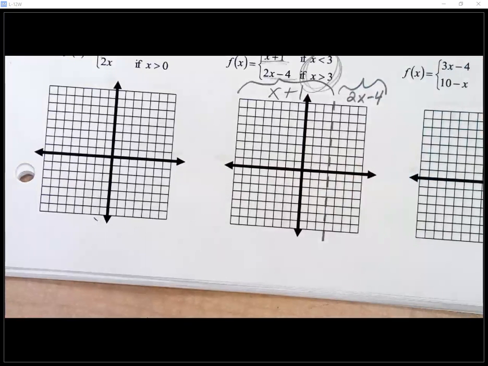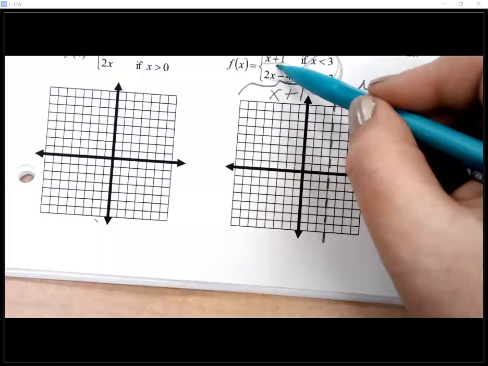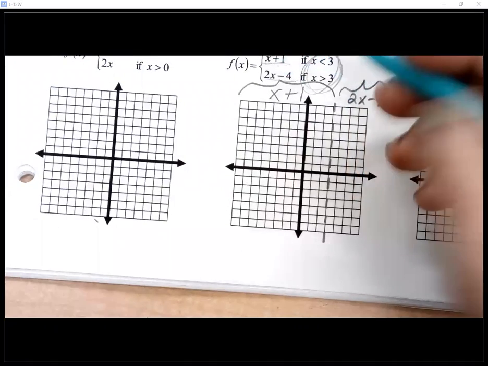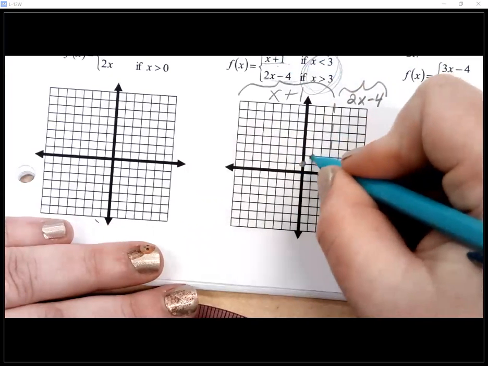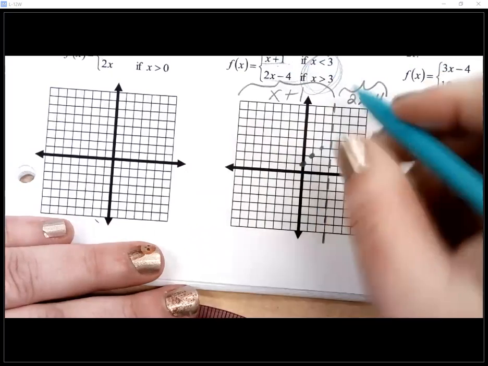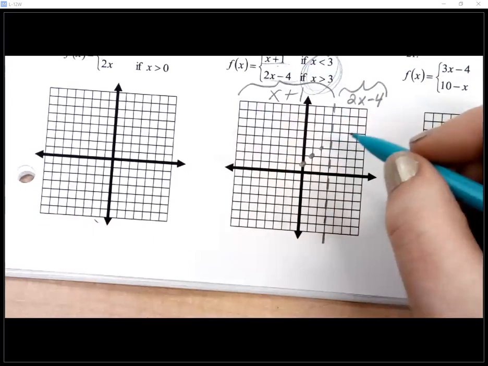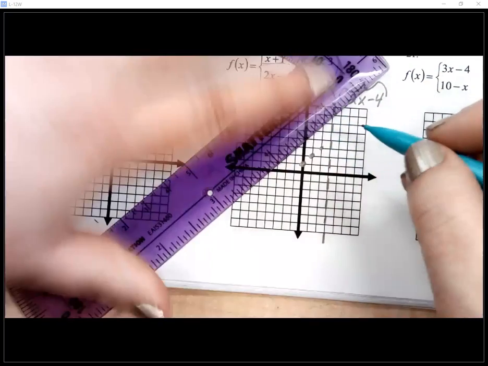Now, how do you do that? You're going to graph them like you normally would. So I would normally start at 1 and go up 1 over 1. If I'm going to graph the top one, I'm going to start at 1 and go up 1 over 1. The thing is, I'm only going to draw it on this left-hand side. So once I hit that dotted line, I do not continue.